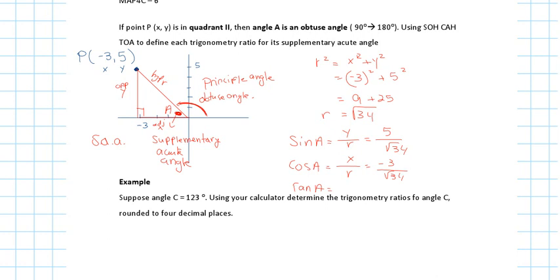Y over x, which is 5 over -3. Again, negative. Tan is negative, and we know that. Tan is going to be negative in the second quadrant. Why? Because x is negative.